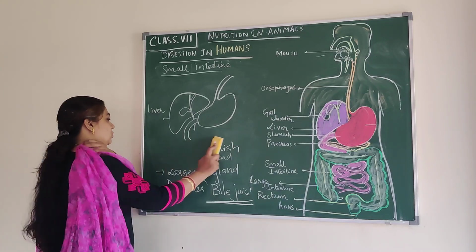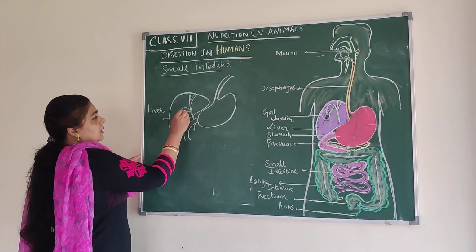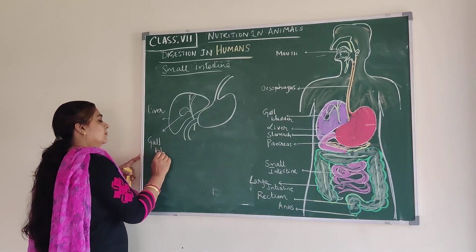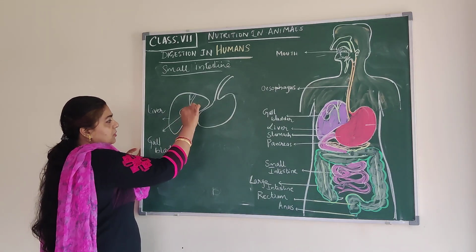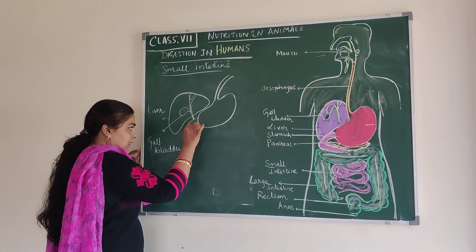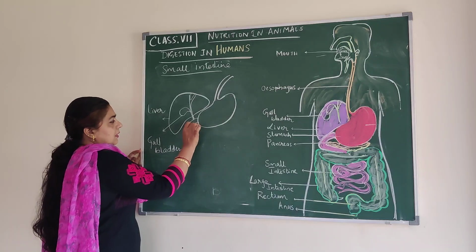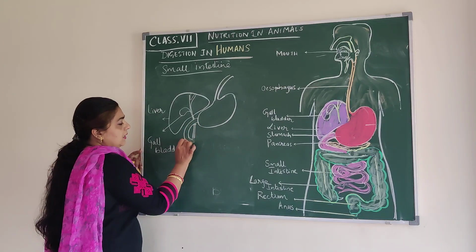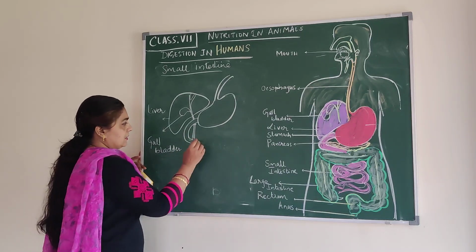Bile juice is produced by the liver and it will be stored in a structure called the gallbladder. It will be brought by this duct, see, and it will be opening into the small intestine.